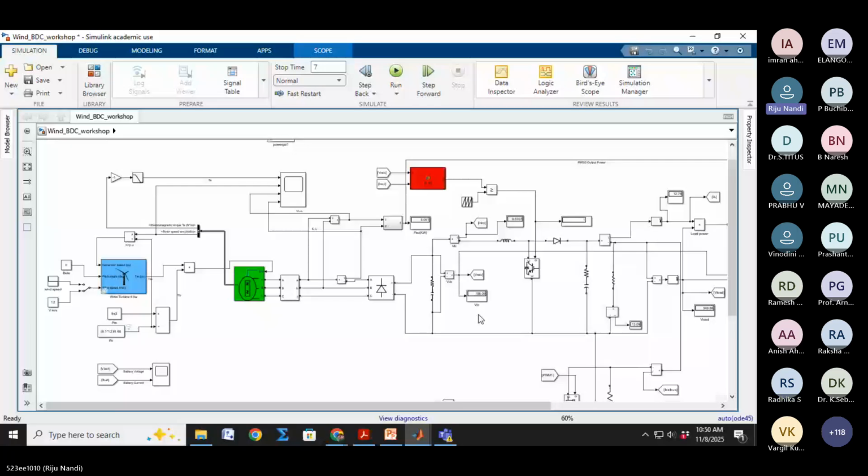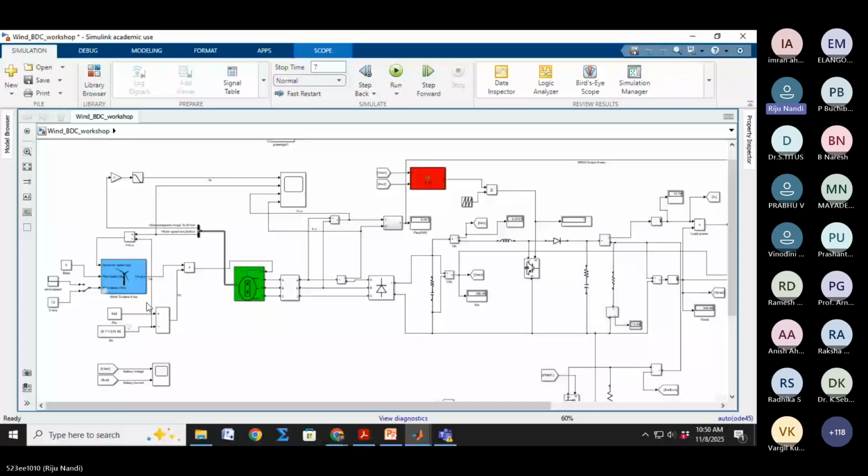In the previous sessions, I used the solar system. When the irradiation went to zero, the output power was also not constant at that time. But in this case, the power is constant. At that time, irradiation was zero, the voltage was also zero, that's why it was showing zero power. But here I am using a wind turbine. There is no irradiation here.